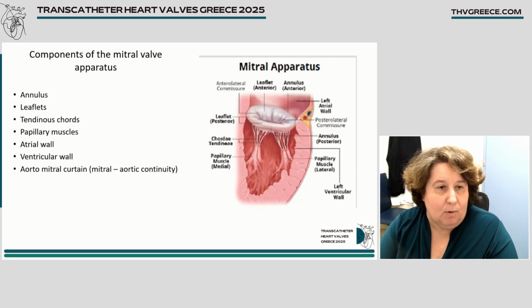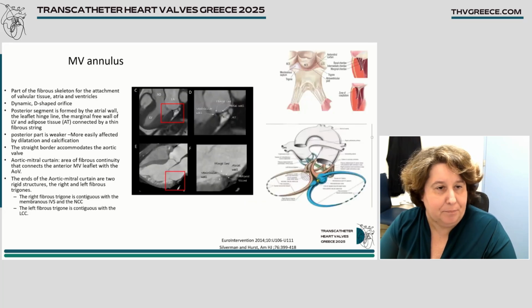So, what are the components of the mitral valve apparatus? The annulus, the leaflets, the tendinous cords, the papillary muscles, the atrial and the ventricular wall, as well as the mitral aortic continuity known as the aortomitral curtain. So, we are going through all these structures today.